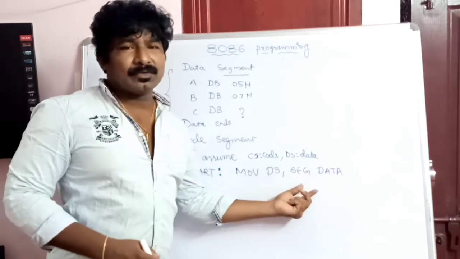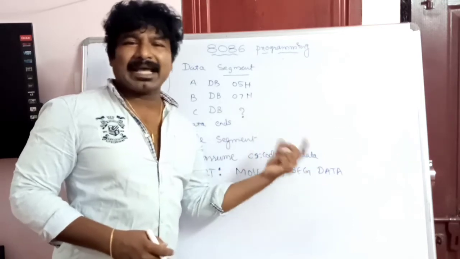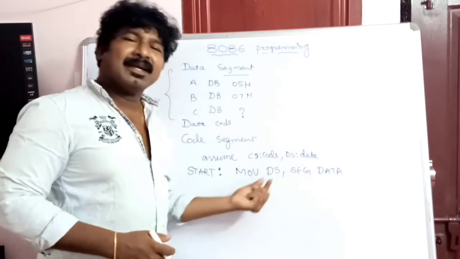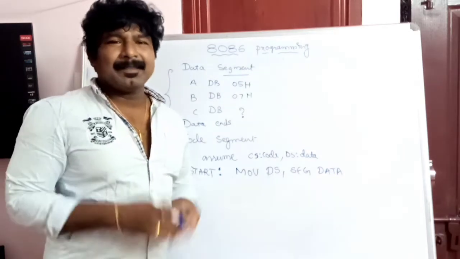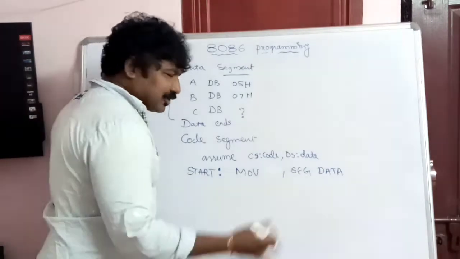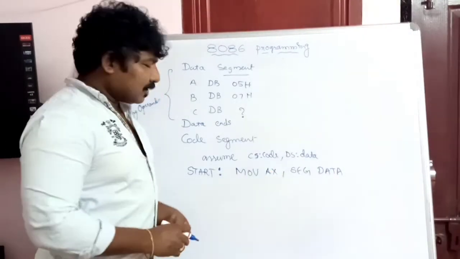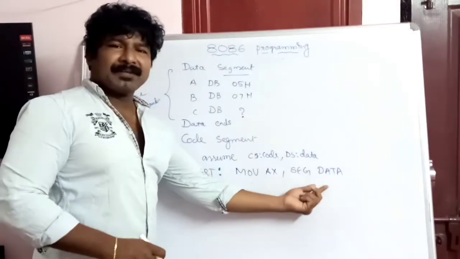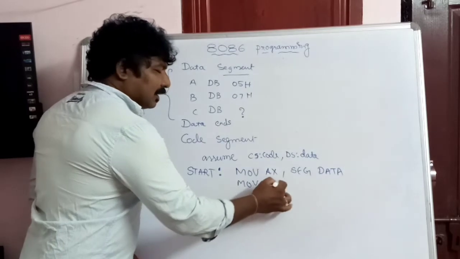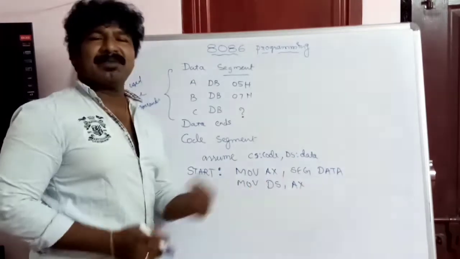But this is not working. There is a problem with this. Your assembler does not allow the direct transfer of the base address of a data segment into DS. You cannot do this. Then how can I do this? Instead of DS, take any general purpose register like AX, BX, CX or DX. I am taking AX here. So this will give the base address of data into AX. Then again I will move that base address from AX into DS. So I have to write MOV DS, AX.